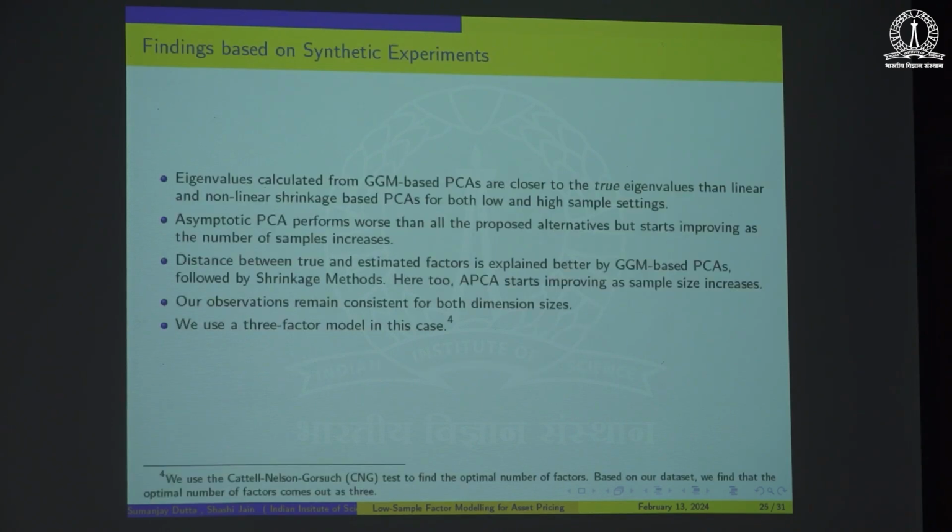Skipping a lot of these things right now. Conclusion is that the eigenvalue properties, the eigenvector properties are better when you take GGM based PCAs followed by shrinkage. Generally we see a pattern for shrinkage based methods. So nonlinear shrinkage that came up much later does a better job than the linear shrinkage. So this is a broad conclusion. We could also take a larger range of shrinkage methods to get a more general picture, but for this particular study there are just 2.